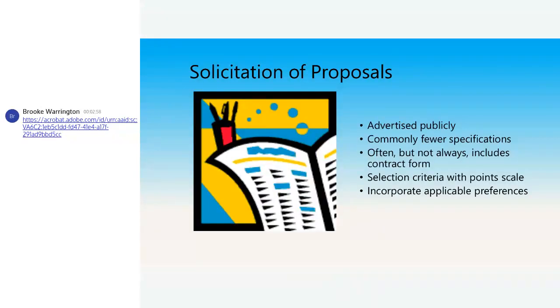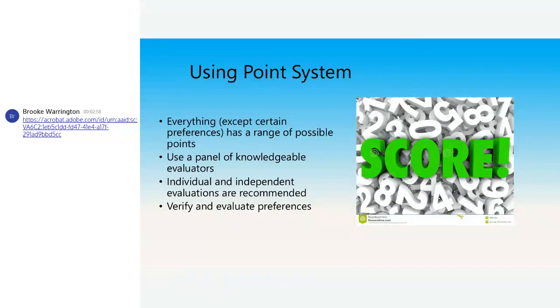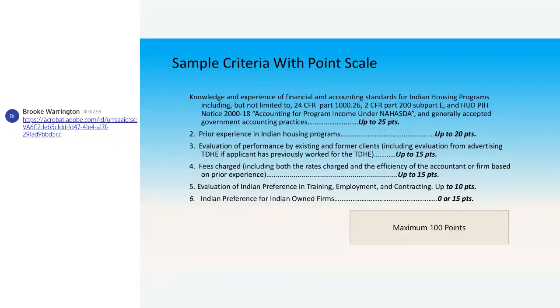Your solicitation and proposals are advertised publicly, commonly with fewer specifications, and often but not always include a contract form. Your selection criteria with the point scale incorporate your applicable preferences. That point system, everything except certain preferences, has a range of possible points. You use, remember that, a panel of your knowledgeable evaluators. If you do a lot of building, they're worth their weight in gold. Individual and independent evaluations are recommended. Verify and evaluate those preferences.